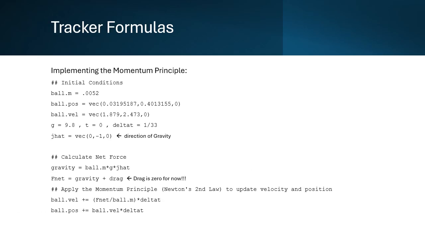Slide here, we're implementing the momentum principle in VPython. Below are all the initial conditions that we saw before, and we're also implementing the momentum principle. For velocity, that states that the ball's final velocity is equal to its initial velocity plus F net over m times delta t. And for the position, the final position is equal to the initial position plus the velocity times delta t.